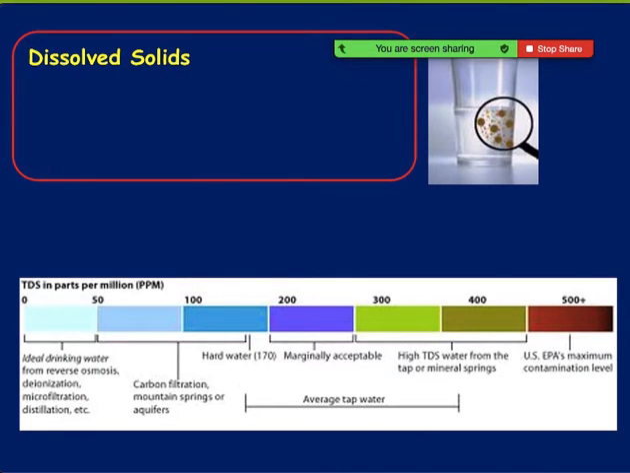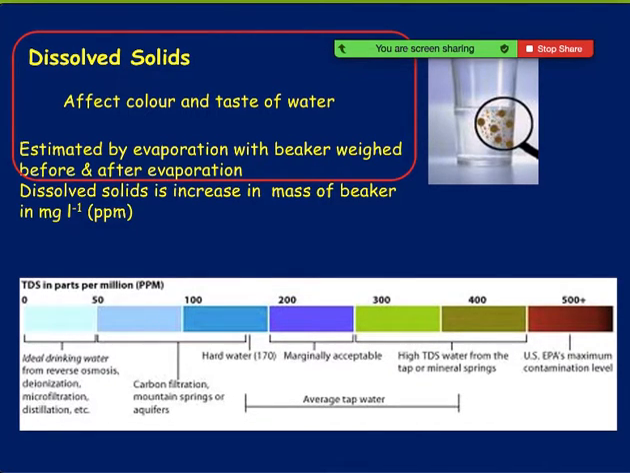Alrighty, so then we just get to our dissolved solids. They do what they say on the tin. They can affect both your colour and your taste, and you've told me they're estimated by evaporation with a beaker or your dish, whatever it is that we use, weighed before and after. And again, we will express our results as parts per million.